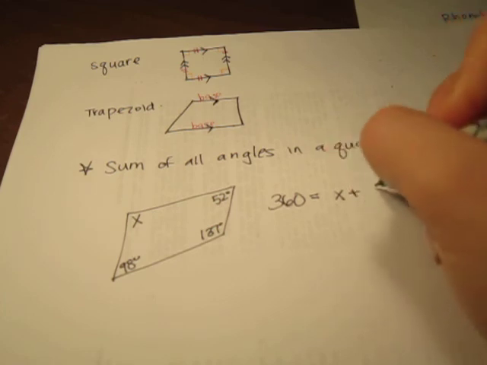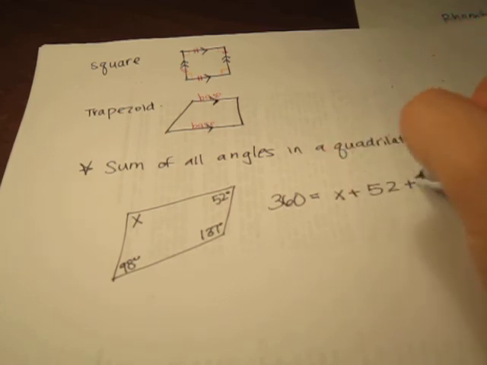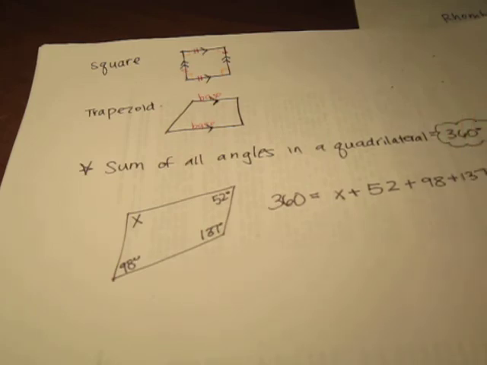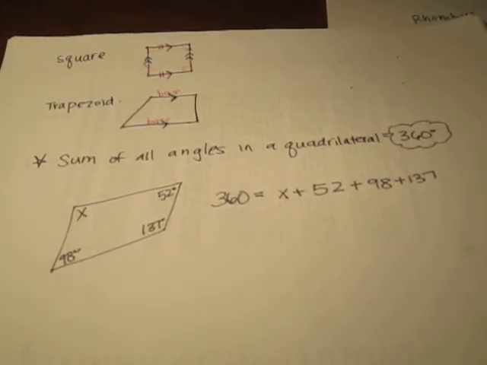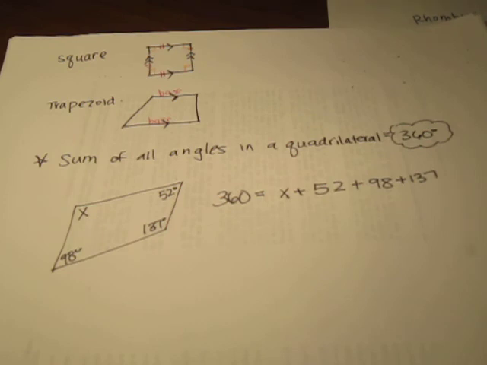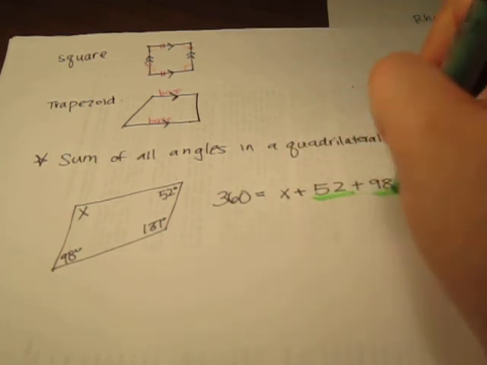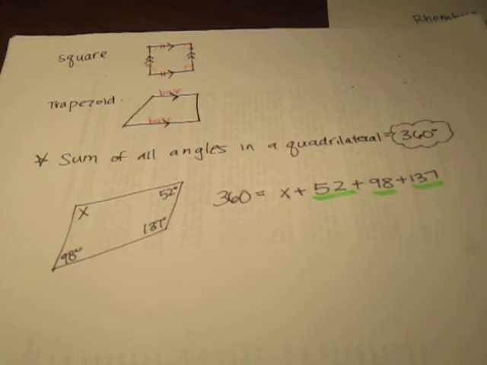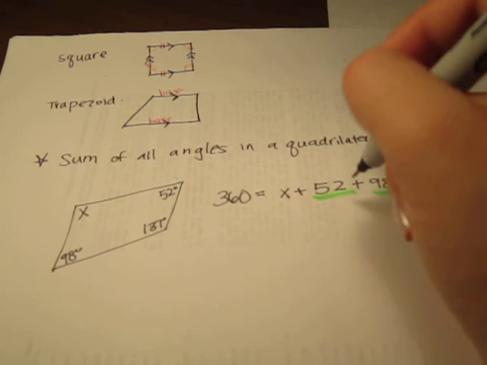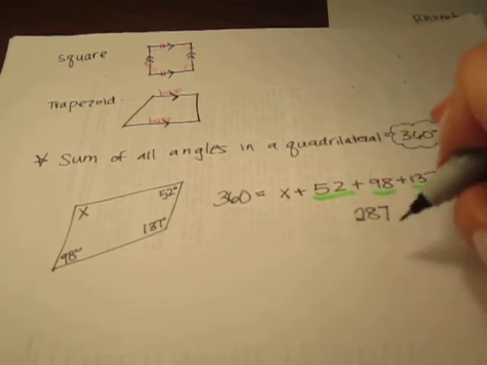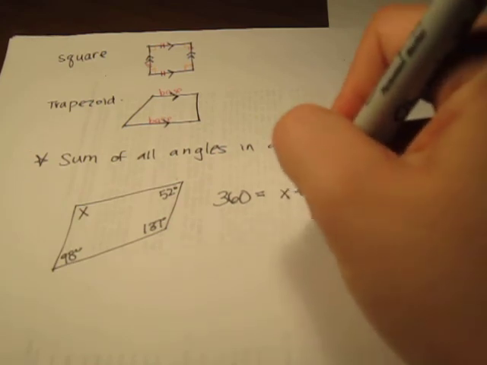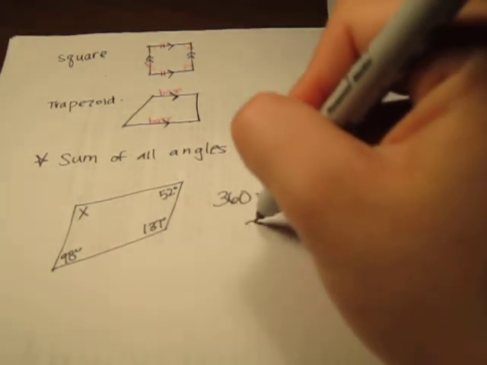So x, I don't know. Remember, sum means to add together. So here's my equation. And hopefully by now, all of you are saying, oh, I know this, this looks familiar. Let's go ahead and combine our like terms, or at least our coefficients. I'm going to combine those three, and when I add together 52 plus 98 plus 137, I end up getting 287. I still have my x, and I still have 360 on this side.